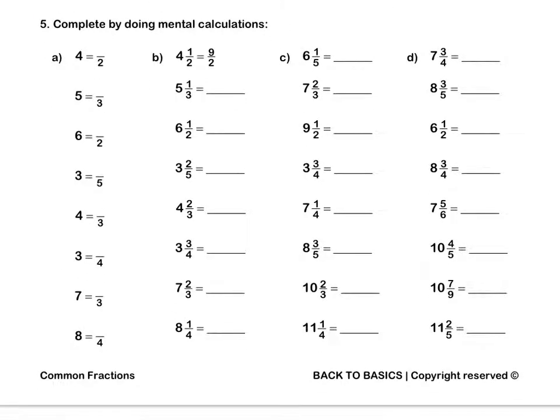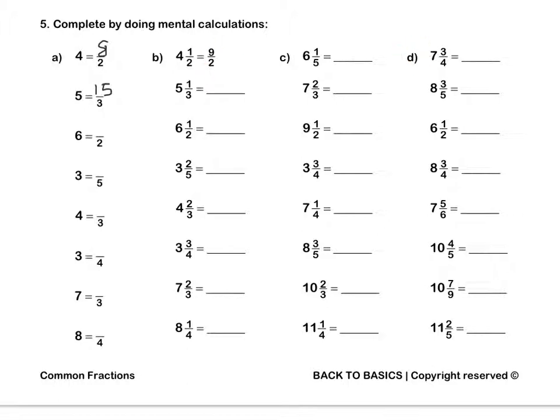Question 5. Complete by doing mental calculations. 4 wholes is equal to 8 halves. 5 wholes is equal to 15/3 because 5 times 3 is 15. Let's look at B. 4.5. 4 times 2 gives us 8 halves, plus the 1/2 equals 9 halves.